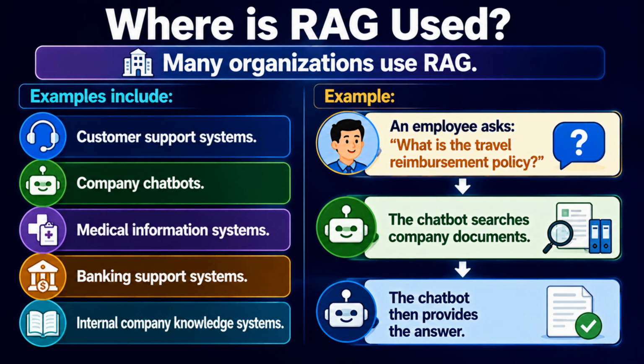Now we will see where RAG is used. Many organizations use RAG. For example, customer support systems, company chatbots, medical information systems, banking support systems, internal company knowledge systems. Now we will see the real life example. An employee asks, what is the travel reimbursement policy? The chatbot searches the company documents. The chatbot then provides the answer.